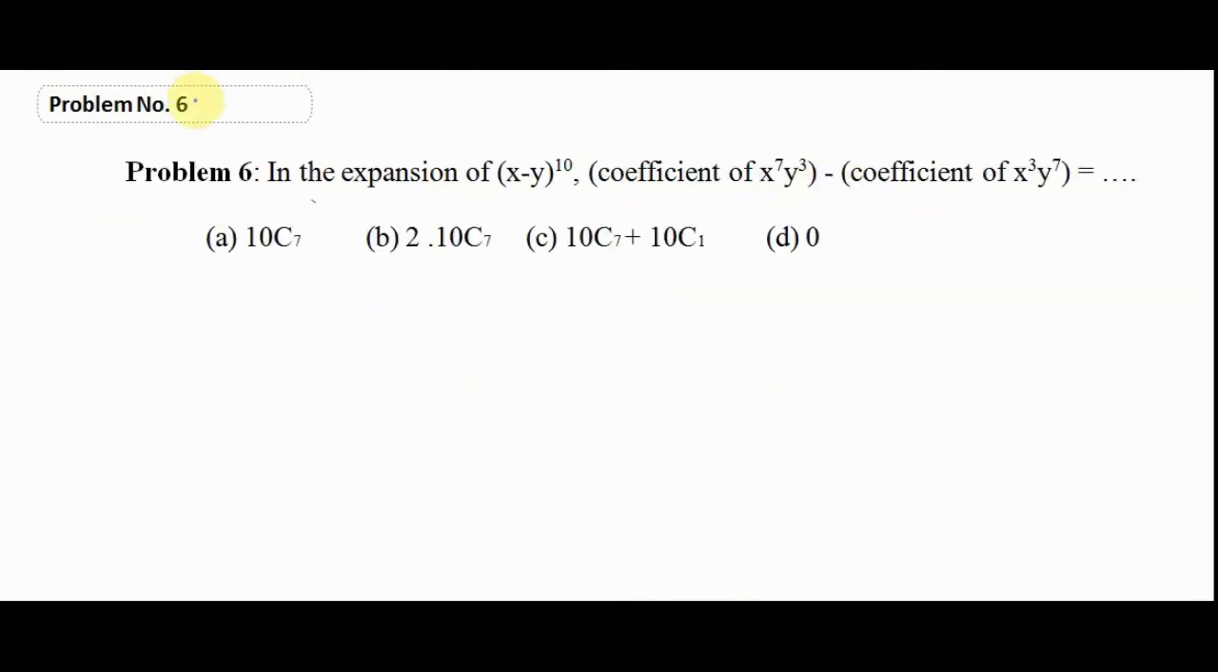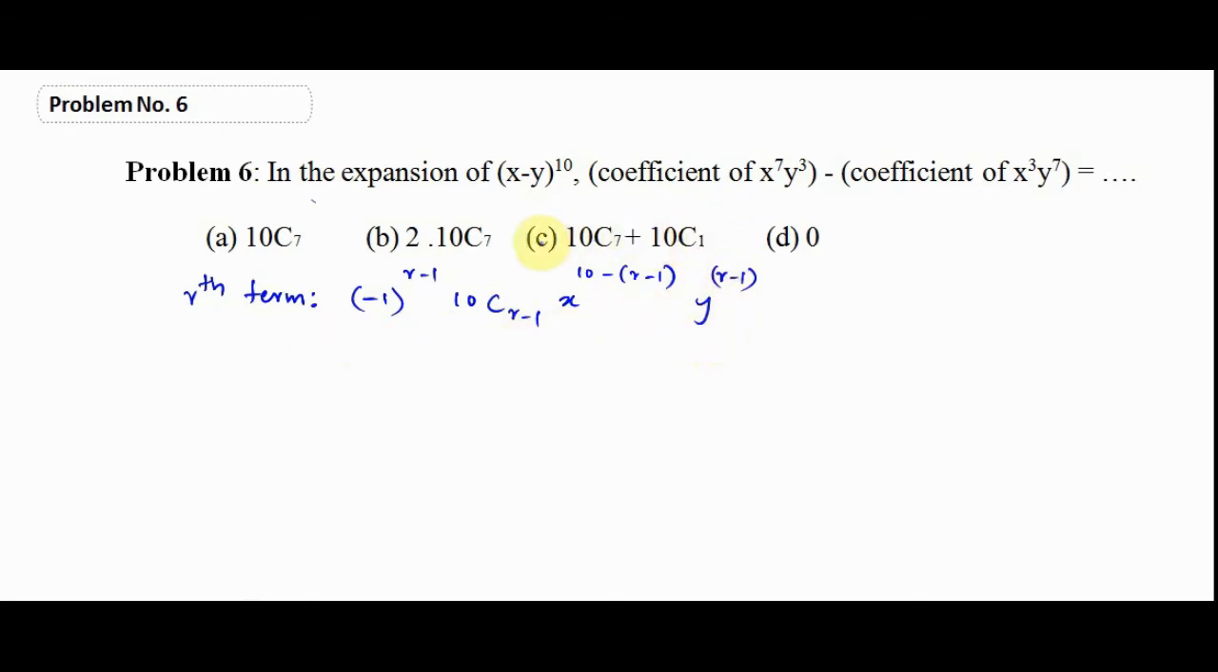Okay. Problem number 6. In the expansion of (x minus y) whole raised to 10, the coefficient of x raised to 7 y raised to 3 minus the coefficient of x raised to 3 y raised to 7 is equal to what? So we are asked to find the difference between two coefficients. Now here the rth term in the expansion will be minus 1 raised to r minus 1, 10C(r minus 1) x raised to 10 minus (r minus 1) into y raised to r minus 1.